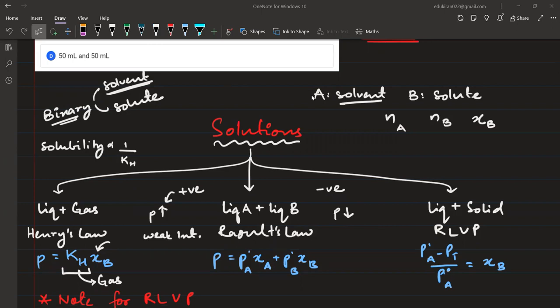Now, inversely speaking, when the pressure is less, that means less and less components are getting converted to vapor. Why are they less and less getting converted to vapor? Because the interaction is good. So here we will write there is good interaction. Now, then we have to also see.